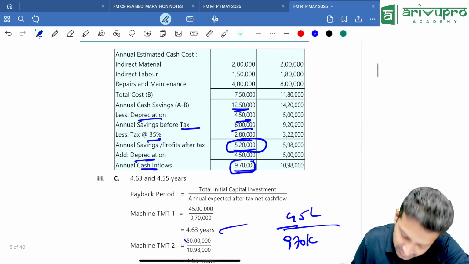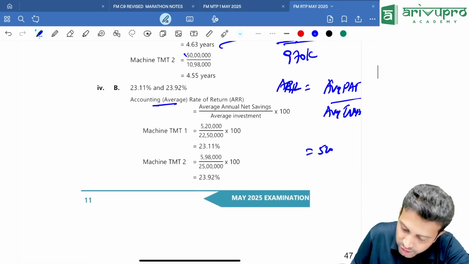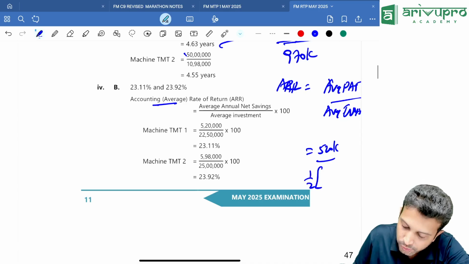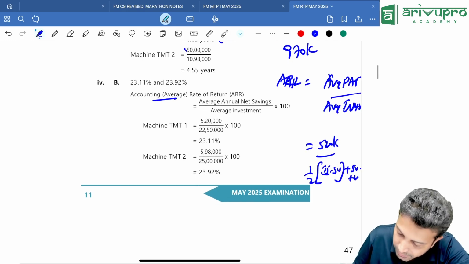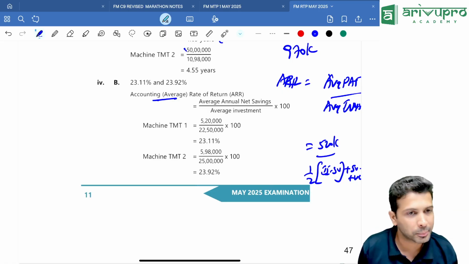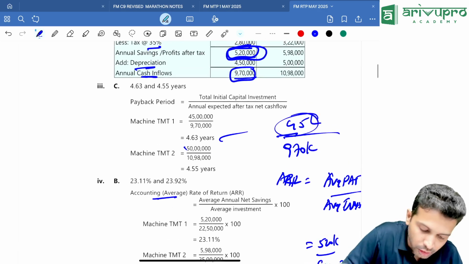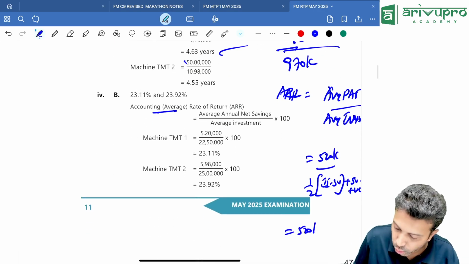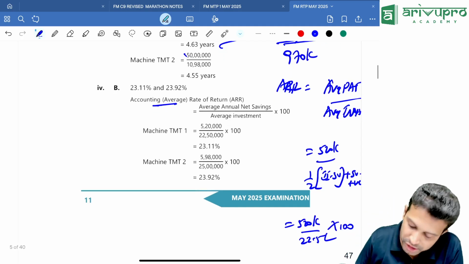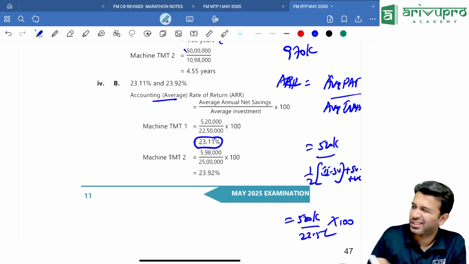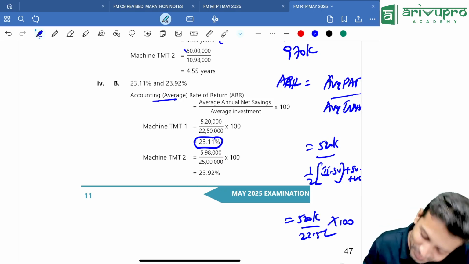Do you know the average PAT? Yes, the profit after tax is 5 lakh 20,000. How do you get average investment? Half of initial investment minus salvage value plus working capital. Here salvage value and working capital are not there, so the initial investment is just divided by 2. The initial investment for machinery 1 is 45 lakh. 45 lakh divided by 2 is 22.5 lakh. ARR is a return, so multiply by 100 and you get 23.11%. For your standards, all these are nothing.